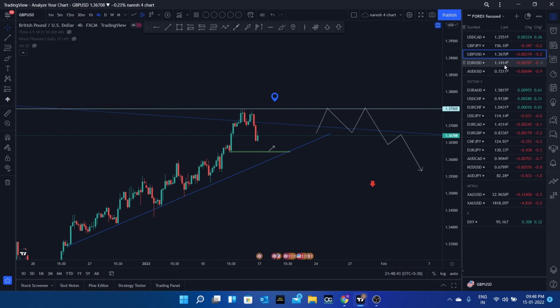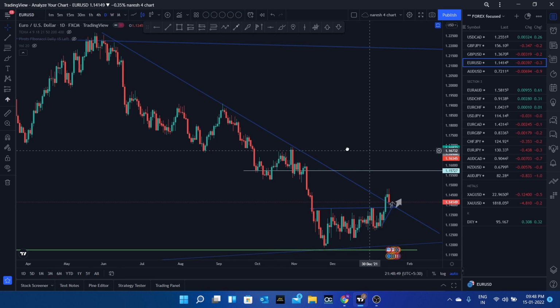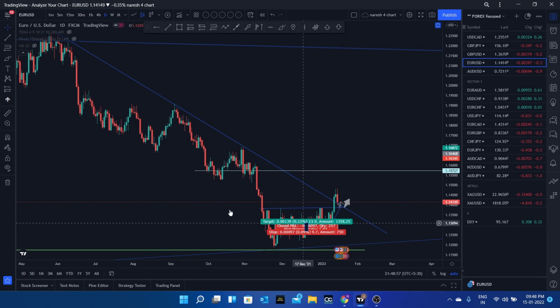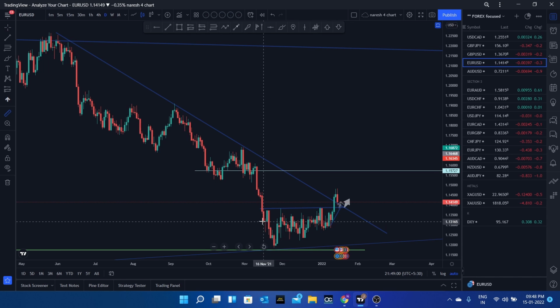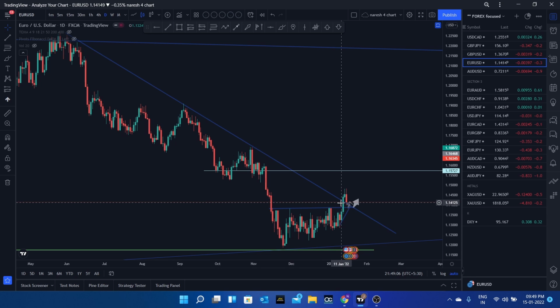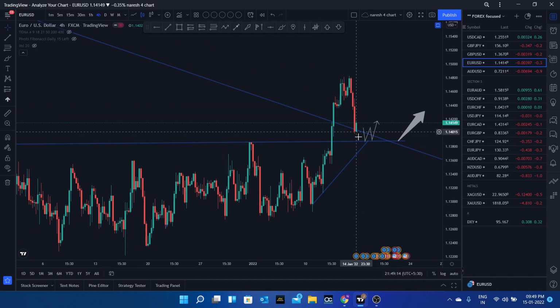Next pair would be EUR USD, guys. In the 1 day time frame, it is in a support zone. It came to a support zone, and for a very long time, more than 60 days, it was in consolidation, and it has broken out of the resistance. So it is in the retest phase. There is a high probability that it can take support from this and move up again, but I would suggest you wait for some kind of pattern, guys.